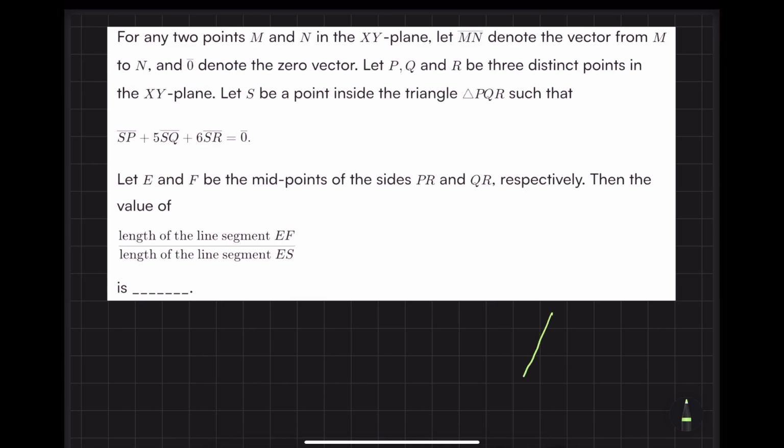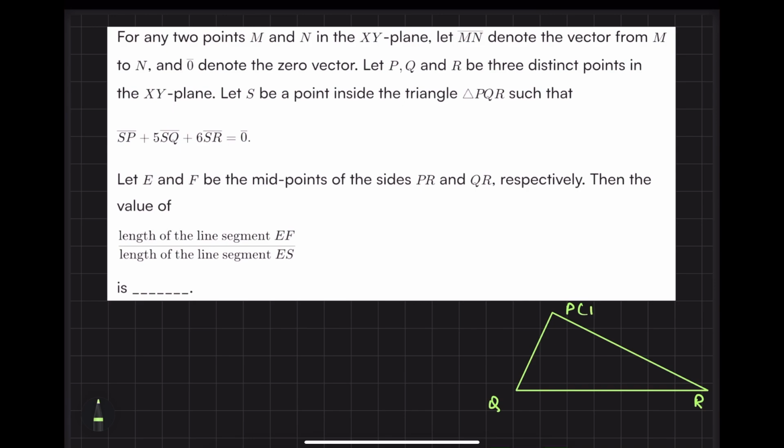So, we have a plane XY. So, we got P, Q, R. Now let S be the point inside the triangle such that this. Okay, so I will solve this question.